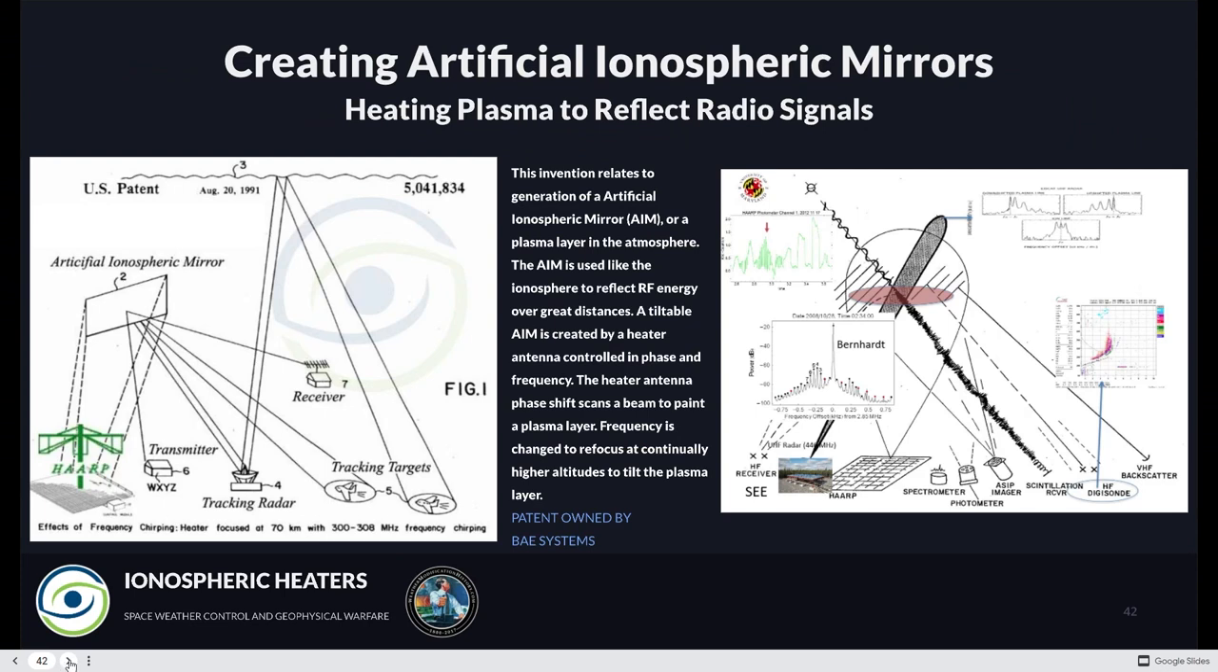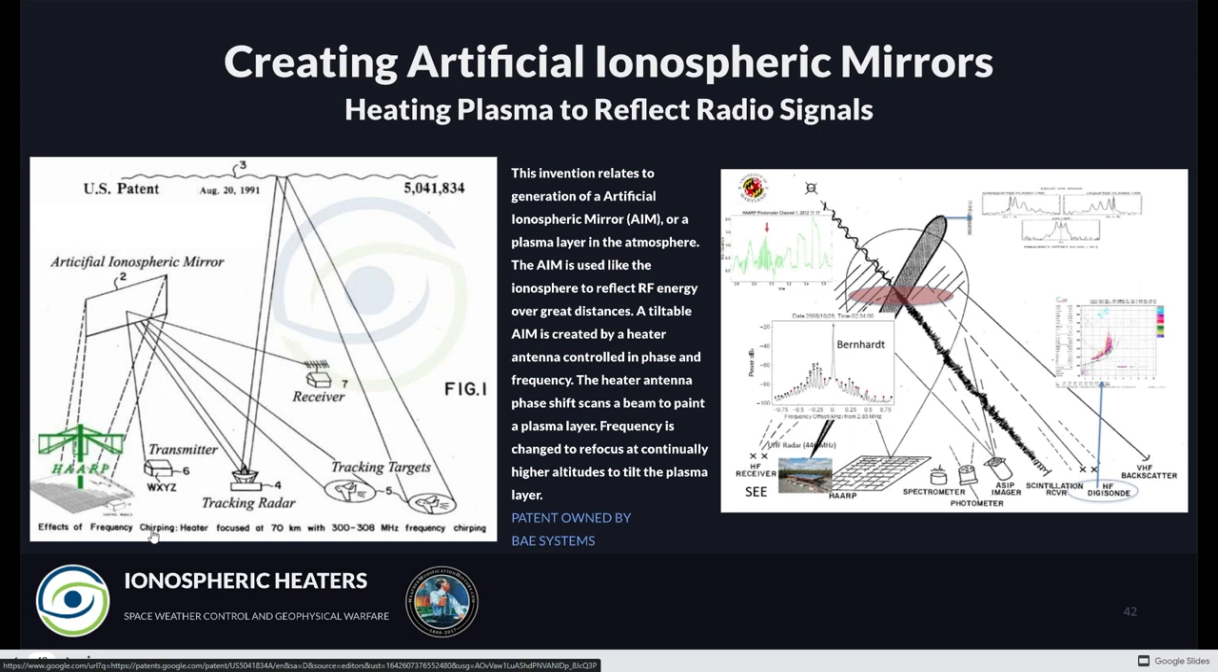Creating artificial ionospheric mirrors, heating plasma to reflect radio signals. Over here in U.S. patent 5041834, we can see the artificial ionospheric mirror above HAARP, and then a transmitter reflecting a signal off of this plasma fireball, this heated region of the ionosphere, and it's being received at another location. And then you see a tracking radar, which is reflecting a signal off the artificial mirror created by HAARP and tracking this plane. And that pretty much summarizes how an artificial ionospheric mirror works.